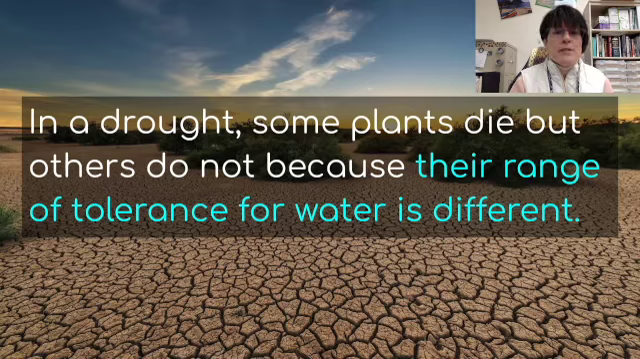In a drought, some plants die, but others do not because their range of tolerance for water is different. So you can see this very parched soil here, not growing much, but these shrubs are growing in the background. So they must have a higher tolerance for very little water, whereas all of the other plants that once grew in this area had a much lower tolerance for water, and so they could not grow when it became very dry. So tolerance range can affect that.